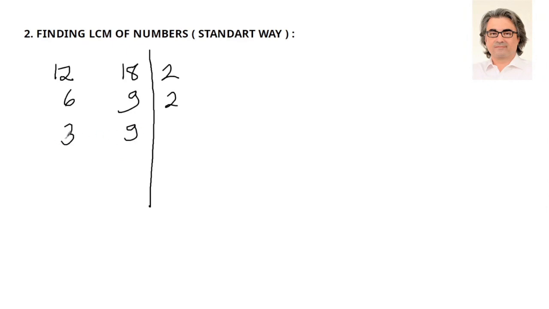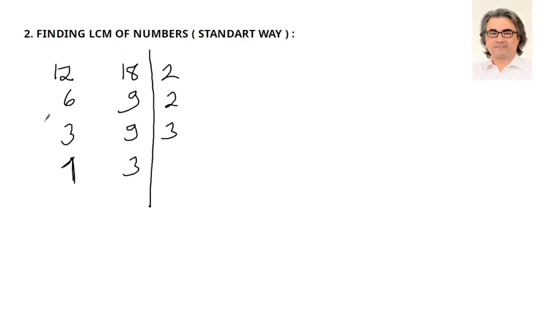Is it possible to divide one of them with 3? Yes, both are possible. If you divide 3 by 3, you will get 1. If you divide 9 with 3, you will get 3. And for 12, the operation is okay. We have the operation finished for 12.